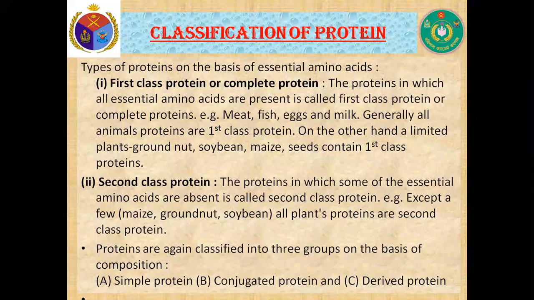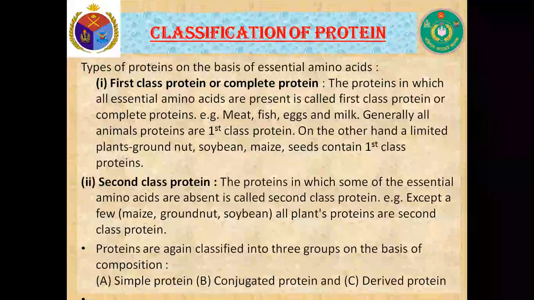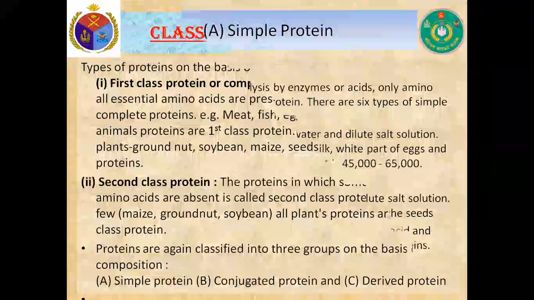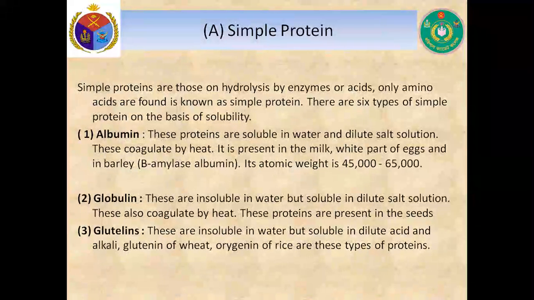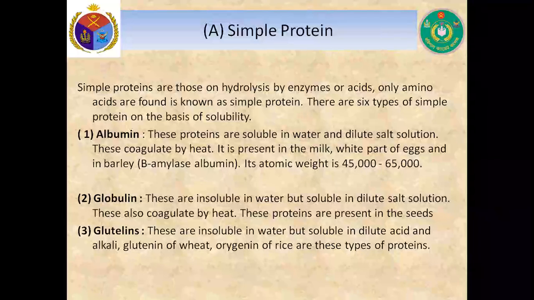Dear cadets, proteins are again classified into three groups on the basis of composition. Firstly, simple protein. Secondly, conjugated protein. And lastly, derived proteins. Now, simple proteins are those which on hydrolysis by enzymes or acids give only amino acids.